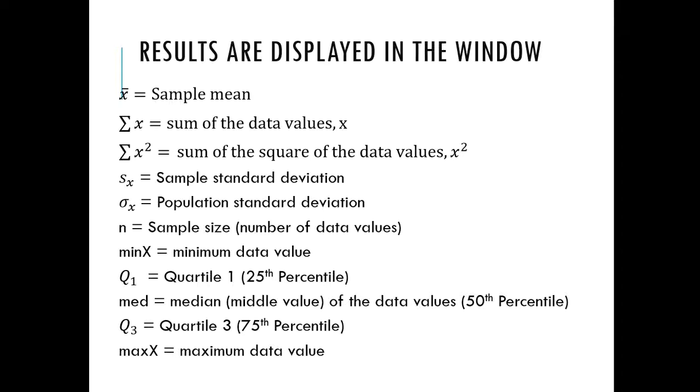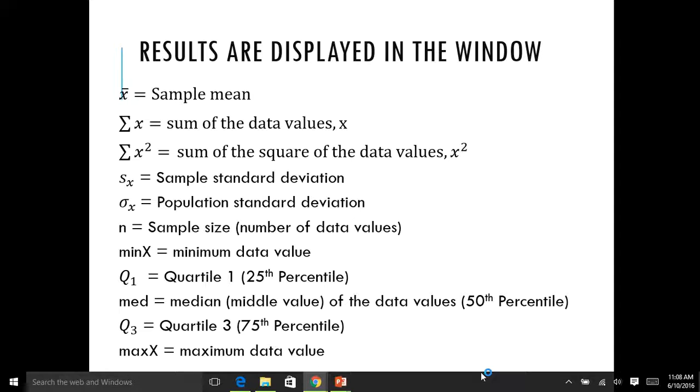Min X is your minimum data value. Q1 is your first quartile. 25% of the data is here and below. Med is median. That's your middle value or your 50th percentile. Q3 is quartile 3 and 75th percentile. And max X is your maximum data value. So this is what 1 var statistics gives you.